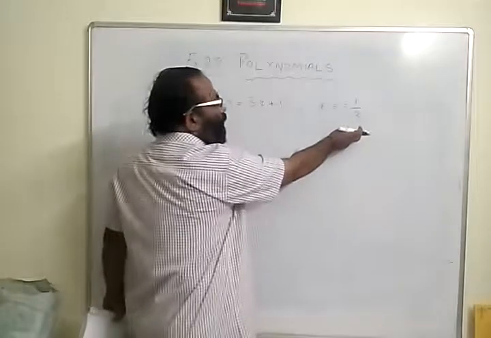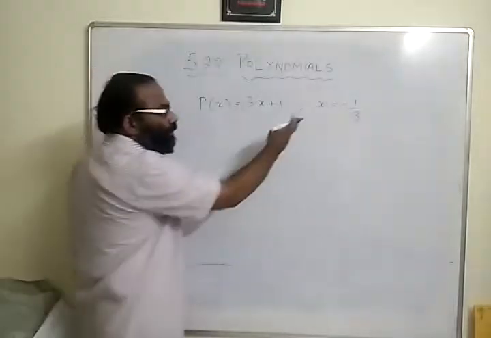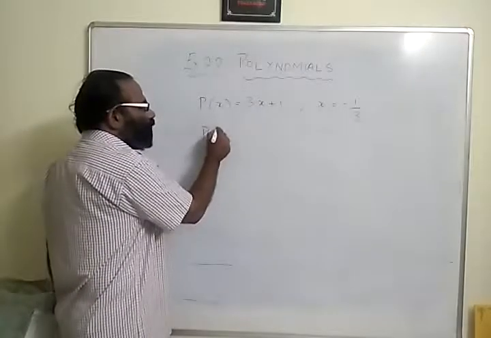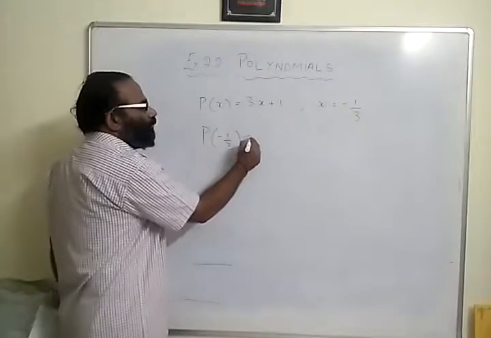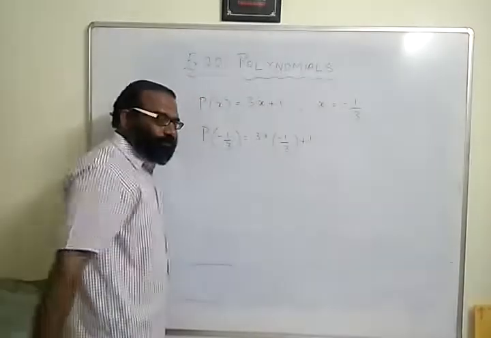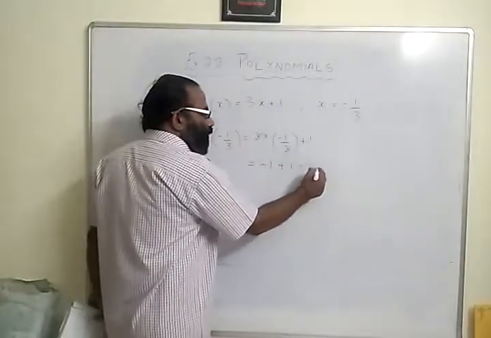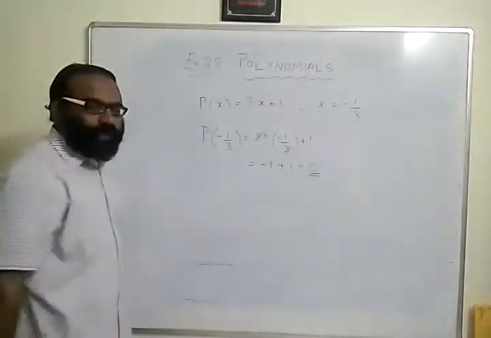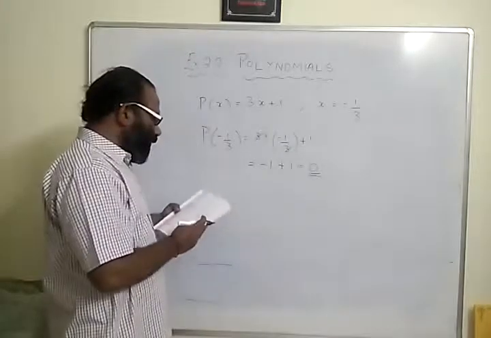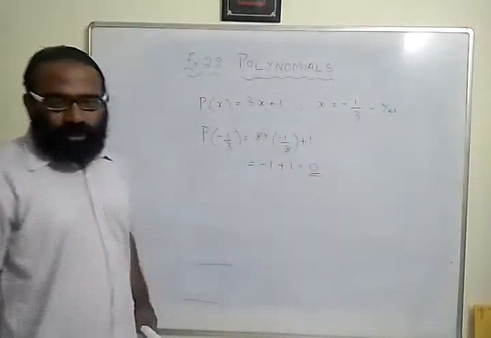If I were to substitute this value here in the polynomial, if the whole value becomes 0, then this particular value of x is a zero of the polynomial. Let me show you. So P of minus 1 by 3 is equal to 3 into minus 1 by 3 plus 1. So the 3 and the 3 cancel and you get minus 1 plus 1, which becomes 0. So the whole polynomial becomes 0 when x is equal to minus 1 by 3. Therefore, x is equal to minus 1 by 3 is a zero of the polynomial. So you should write yes, it is a zero of the polynomial.